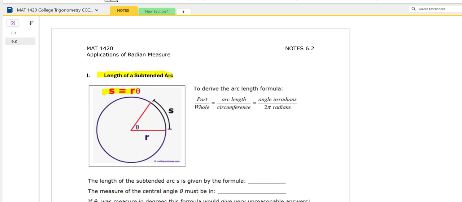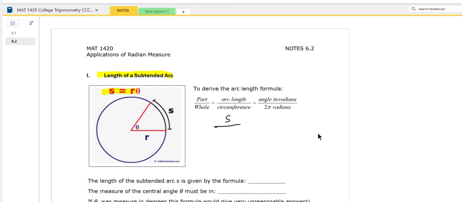So we're going to work with a simple proportion, a part to a whole, relating the part of the circle to the whole circle. So we're going to look at the arc length related to the circumference. The arc length is just what S is. S is the variable we're going to use for the arc length.